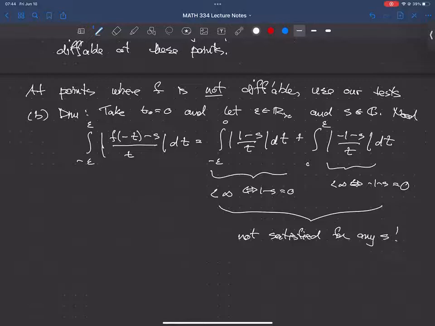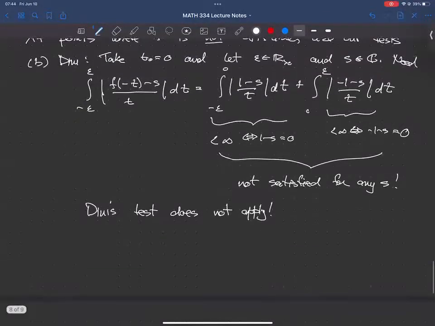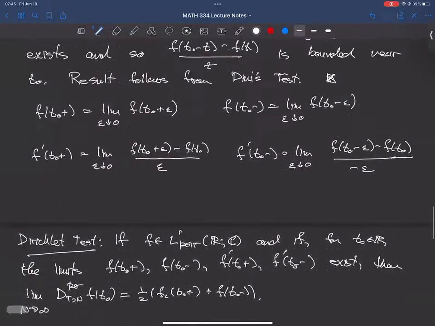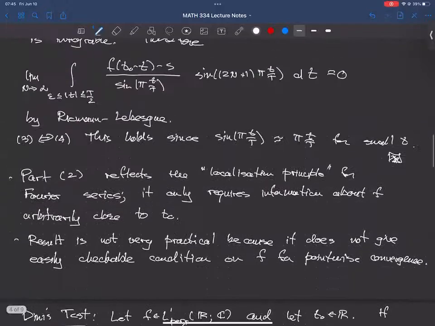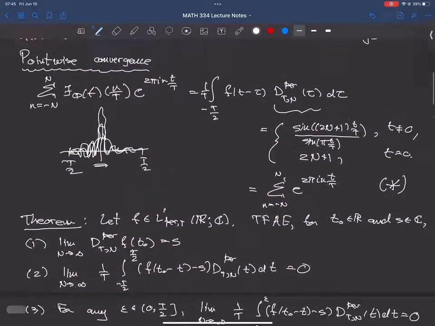So that means Dini's test does not apply. That doesn't mean that you don't have pointwise convergence. It just means you don't have it by Dini's test. Now, it turns out that there's an alternative version of Dini's test, and it makes use of the fact that the Dirichlet kernel is even. So let's go up here and look at the place where I have this written down, which is here.